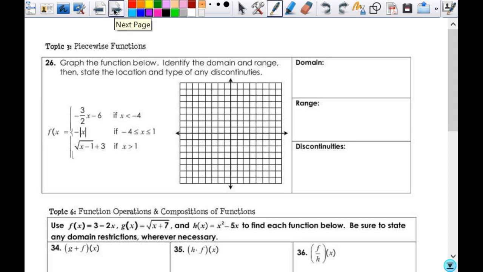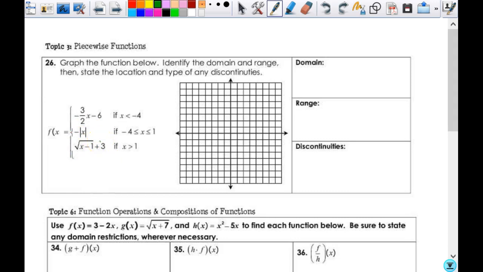All right, 26. I know the numbering makes no sense. Just get over it, it's fine. We're going to graph this function and identify the domain and range. So we got a piecewise going on here. So I have 3 pieces. This is linear, this is absolute value, this is square root.